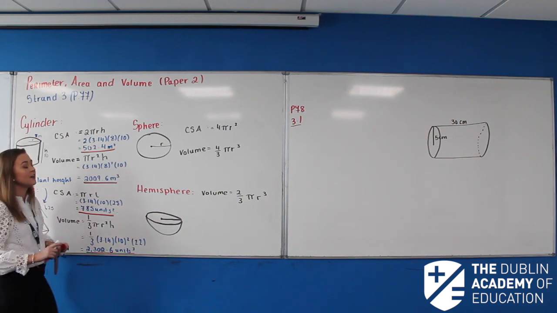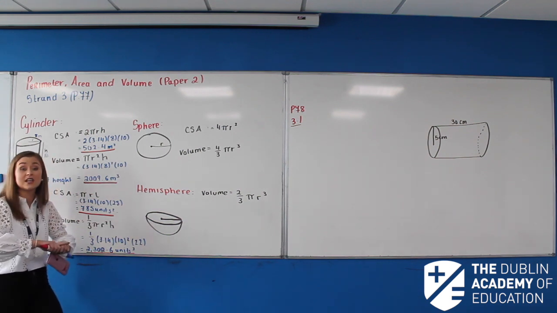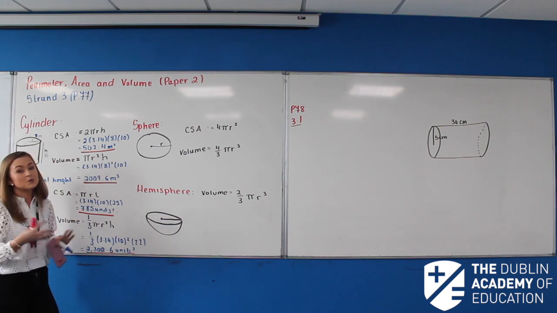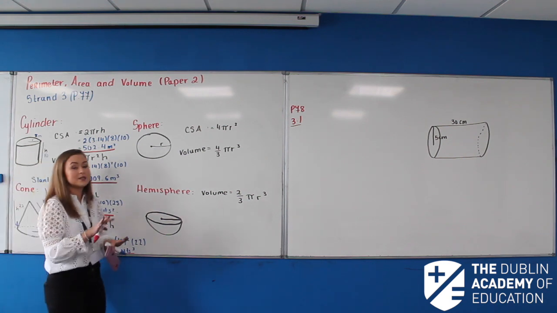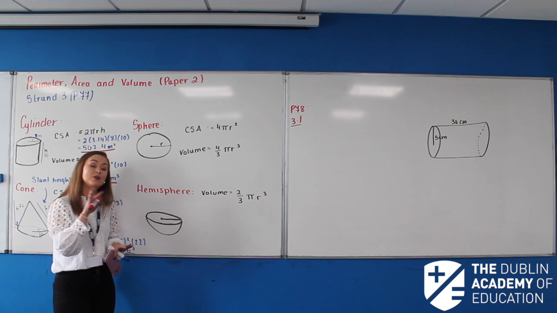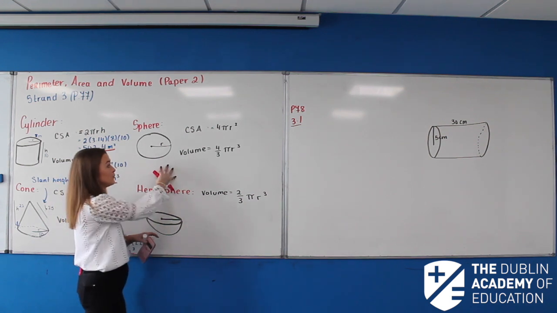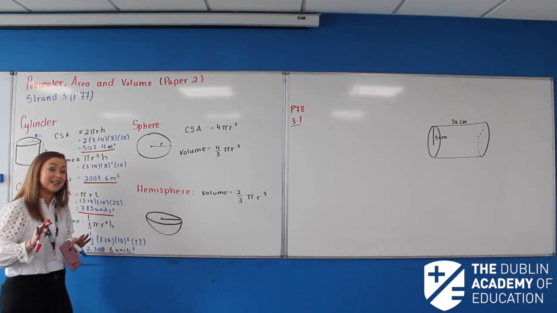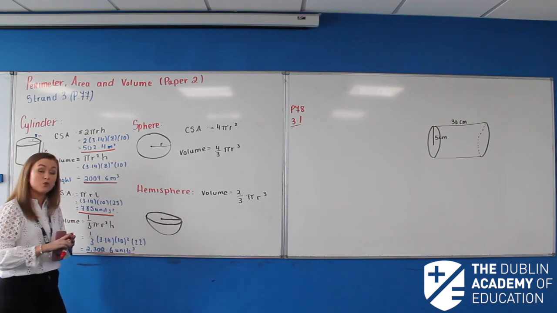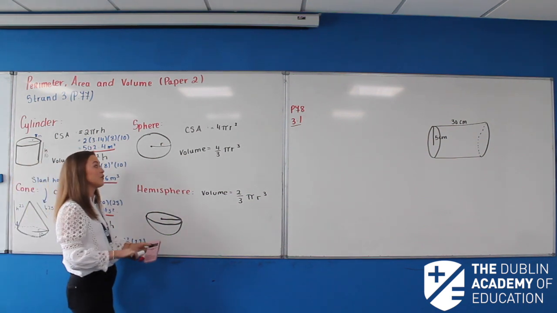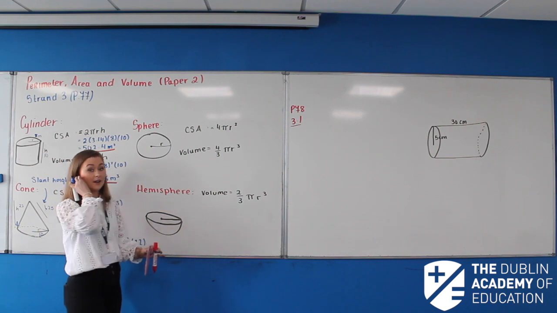Now my next formula here I'm going to move on to is my sphere. So just think about a football, a Gaelic ball. That's what a sphere would look like, okay? So we're going to start off with our curved surface area and then we're going to follow with our volume. So all we are usually given here is our radius. So I might pick here my radius. Again, I'm going to select something that I like myself.